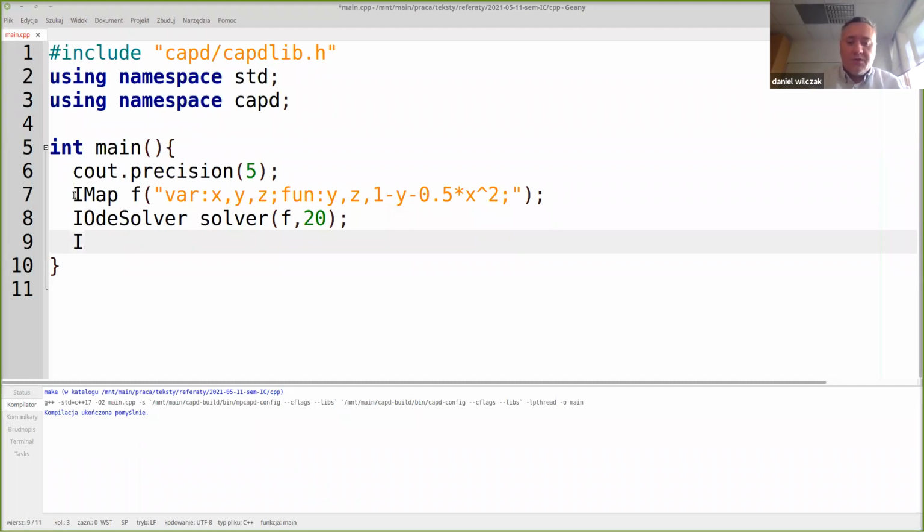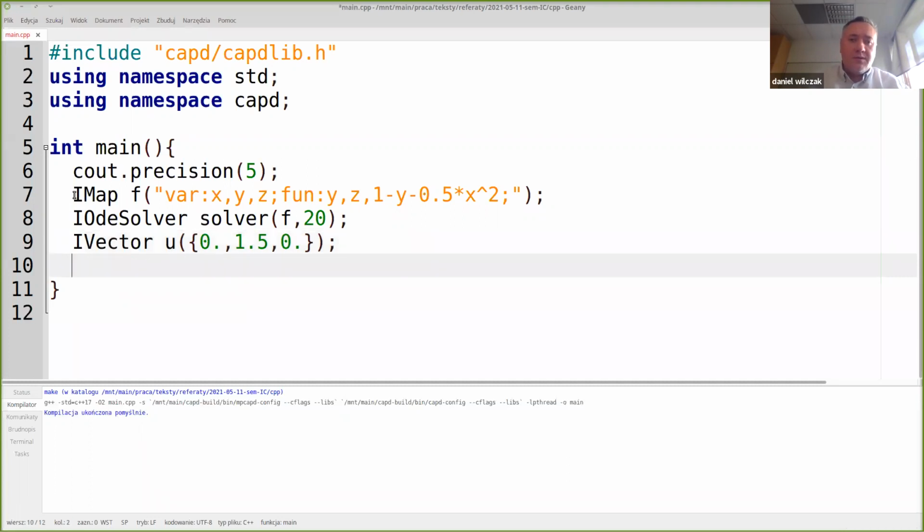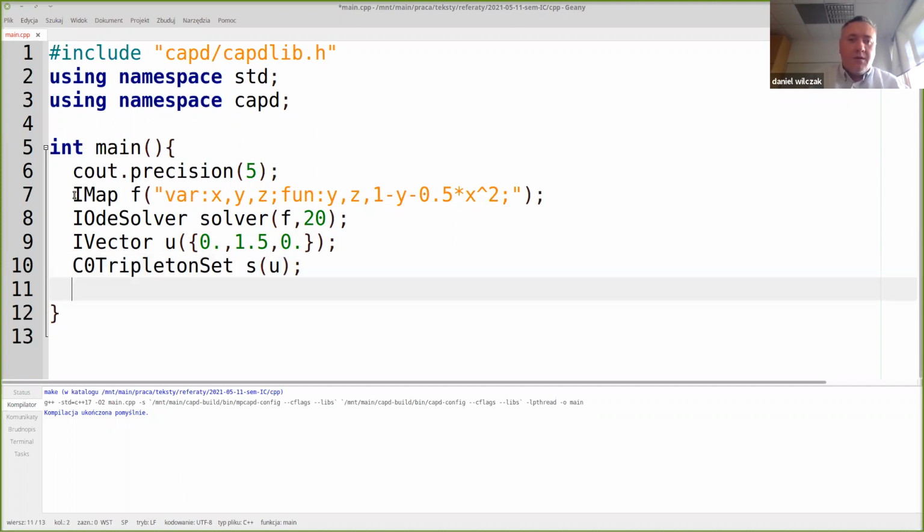And then we specify the initial condition. Let it be a point. It can be a box. Let me check if it compiles. Yes, it did. Then we represent somehow our set, say triplet representation. We can define a Poincaré section like that. Our system is three-dimensional, and we can choose our section as x equal to 0. So this is the first variable out of 3, like that.